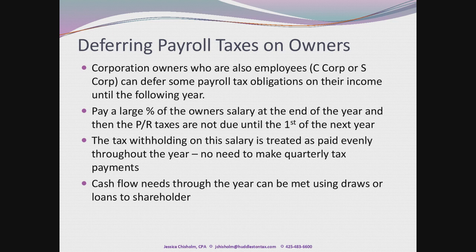Some people ask, well, if I pay most of my salary at the end of the year, how am I supposed to get money to live the rest of the year? Well, cash flow needs can be met during the year using draws or loans to shareholders that then get zeroed out with that salary paid at the end of the year. And also tax withholding on the salary is treated as paid evenly throughout the year, so you don't need to make quarterly tax payments as long as you have sufficient federal withholding taken out of that year-end bonus.